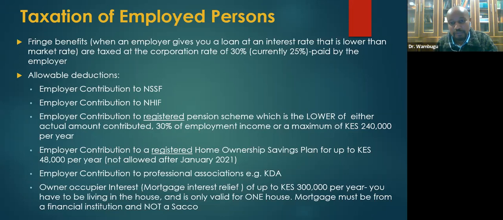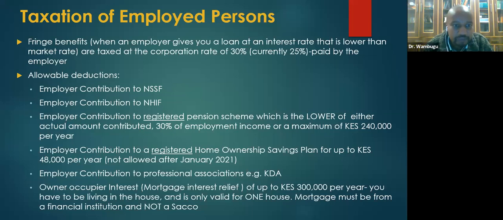So ideally, you should be paying interest of 5,000. And if you got the same loan elsewhere, it would be at 10%. So they calculate the difference between the interest you would have paid elsewhere and the one you are paying your employer. When they get that amount, they tax it at the corporation tax rate, which is the tax that companies pay. Currently it's 25%.